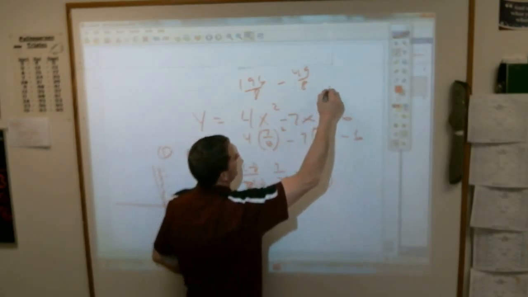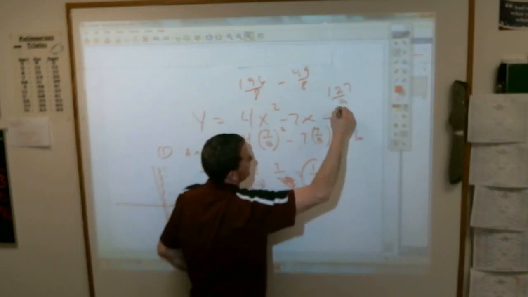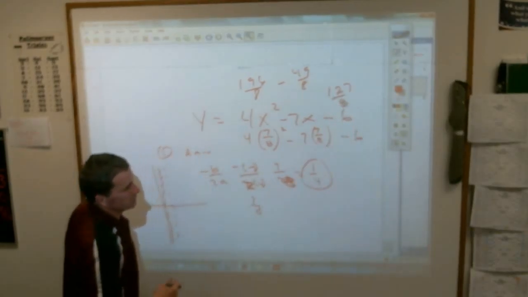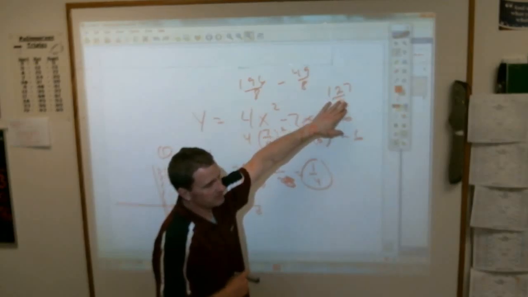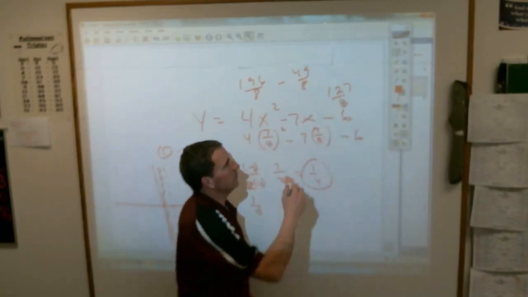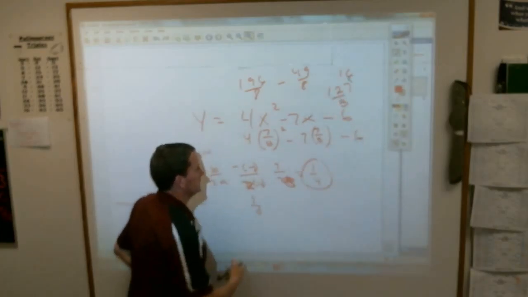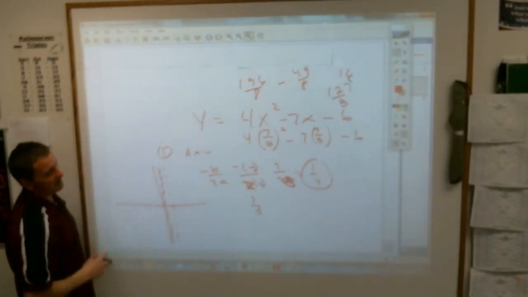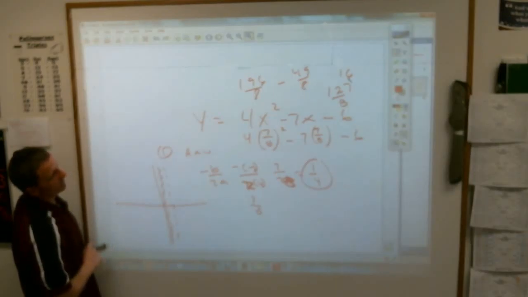How about 127? Just agree with me. See if you agree with me, and if I'm wrong, we'll just move on. 8 goes into 127 about how many? Well, 1 and 47 is what? About 16 times. 16 minus 6 is 10. So the bottom of this graph should be at, did I get 10? Wait, well, those are negatives, weren't they?